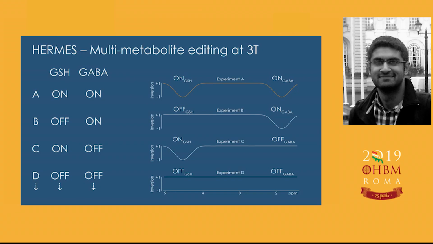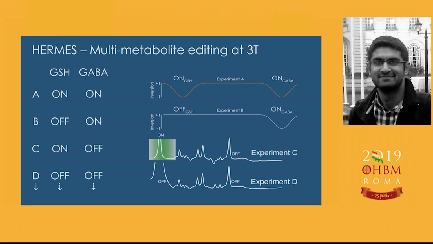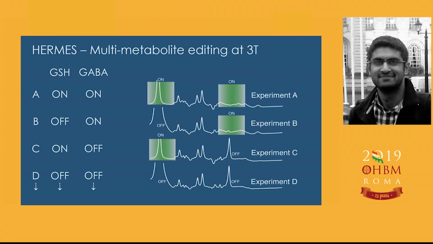So let's look at how it affects your conventional spectrum. Starting from experiment D, you're not applying any editing pulse, so you end up getting a conventional MR spectrum. In experiment C, you apply the editing pulse at 4.56 ppm, and you end up saturating your water signal. In experiment B, you apply the editing pulse at 1.9 ppm, and you end up saturating your NAA signal. In experiment A, you apply a dual-lobe editing pulse, that is, editing both GABA and glutathione. However, it also saturates your NAA signal and water signal.